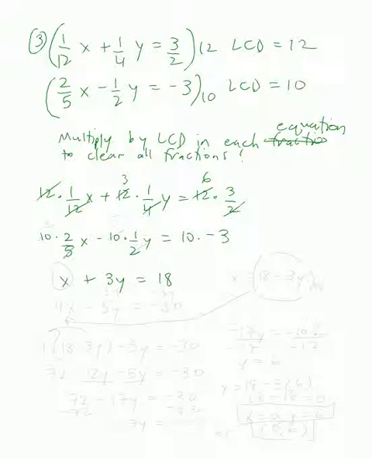In the second one, the 5 cancels with the 10. I'm left with 2 times 2x is 4x. Here the 2 cancels with the 10. I'm left with minus 5y. And then I have negative 30.